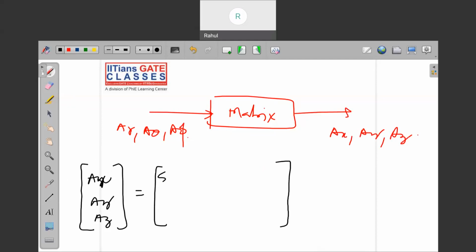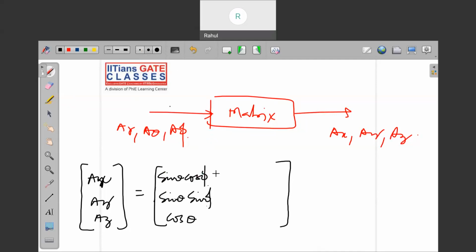So sine theta cos phi. Then vertically you have to write cos theta cos phi. Sine phi was there, no? Just remove this. Sine theta sine phi, and cos theta. Put it like this.